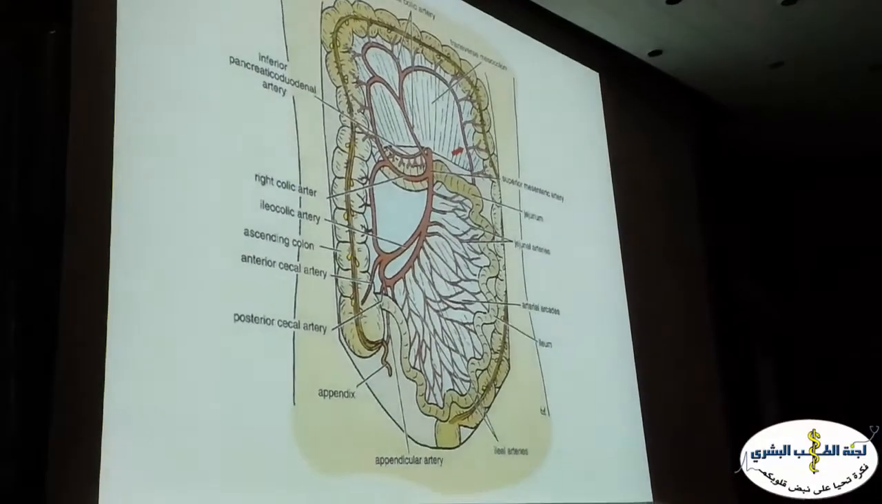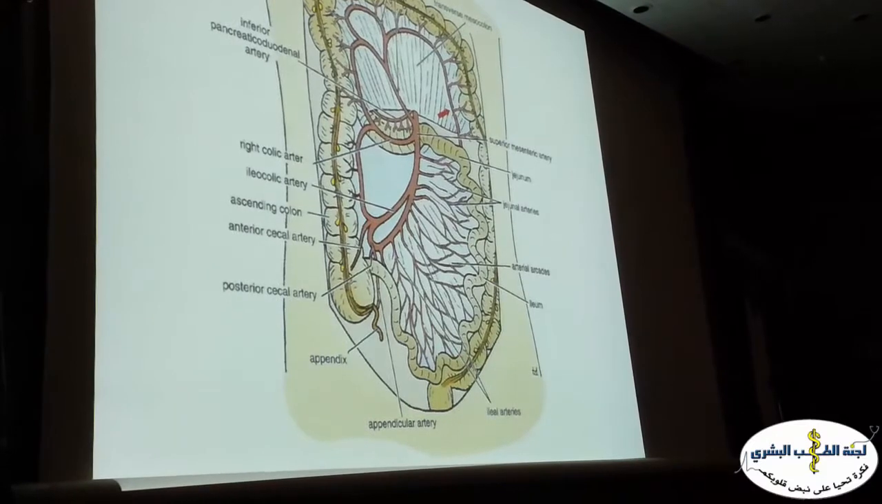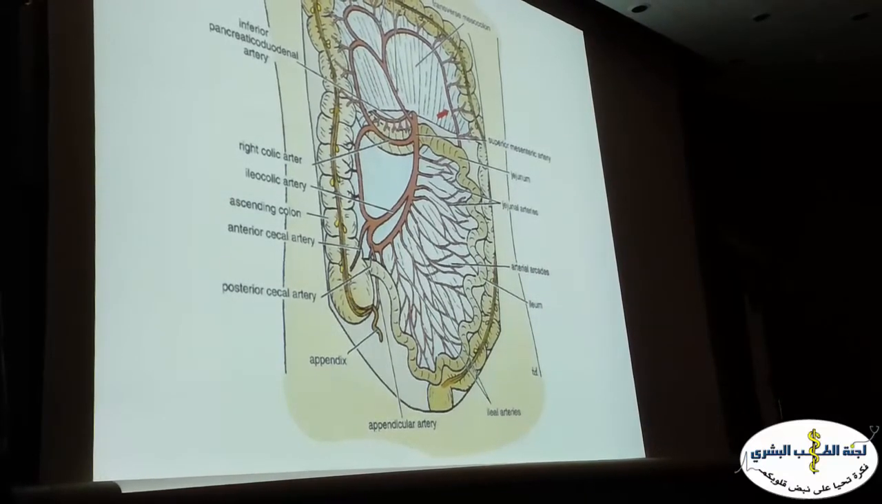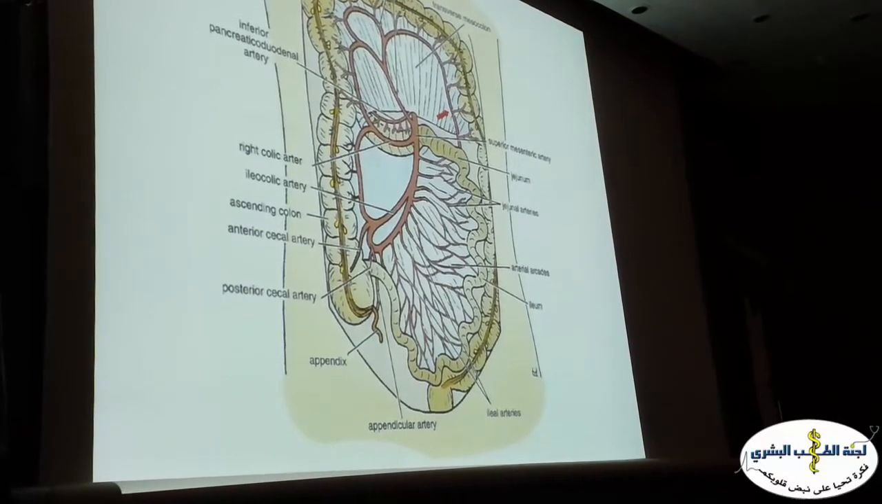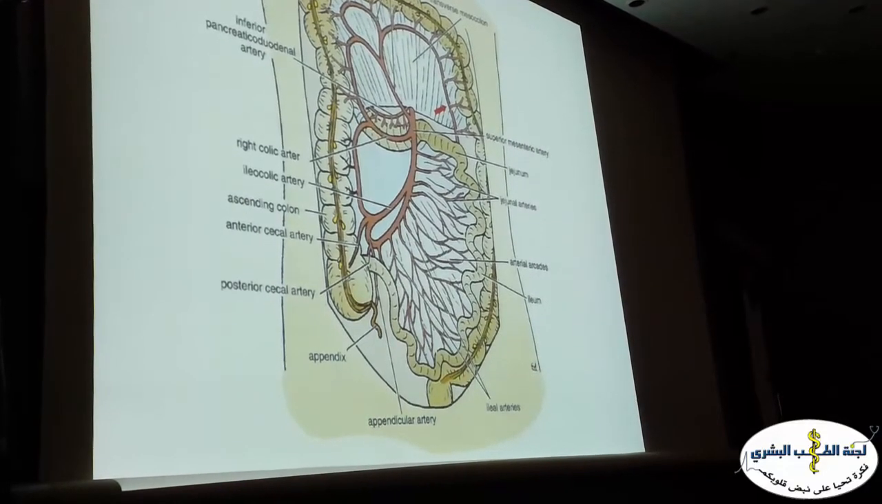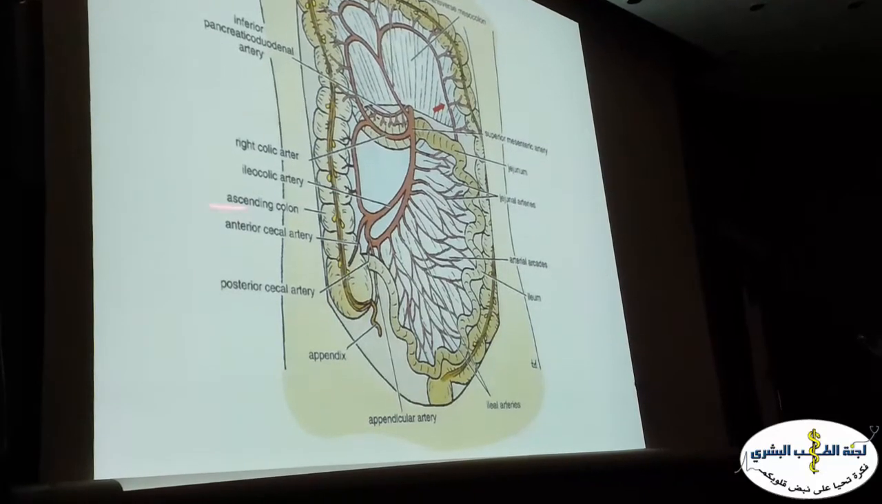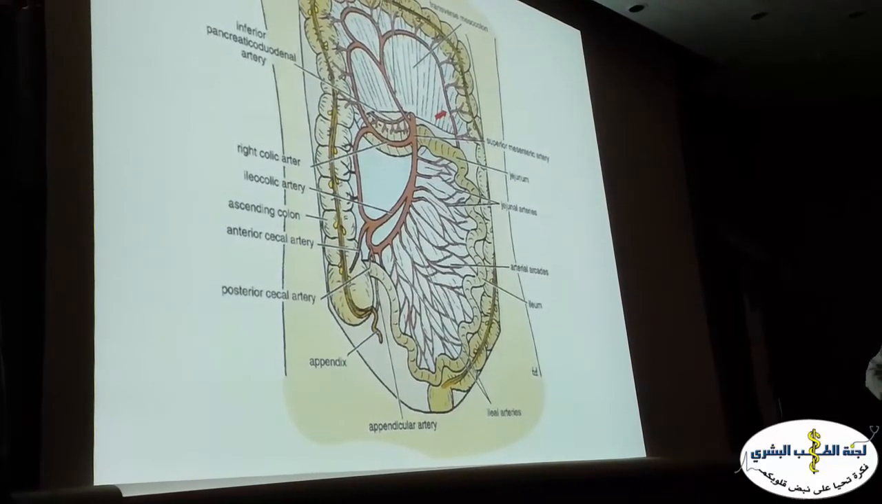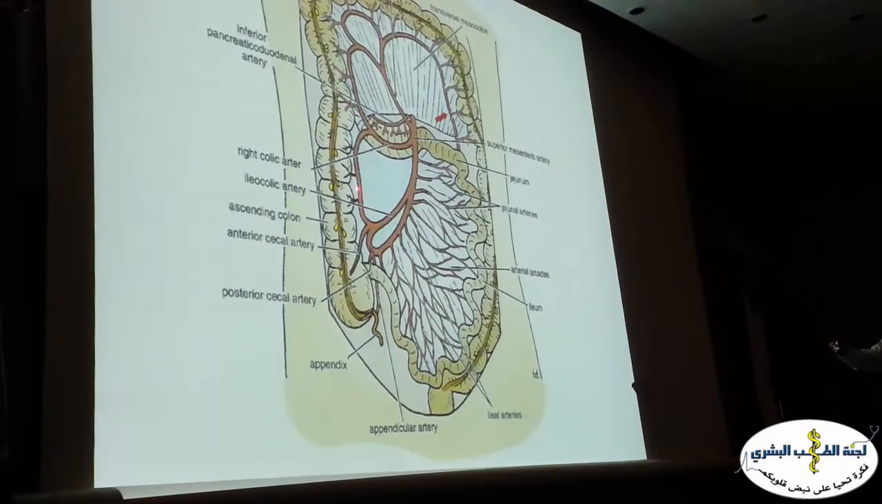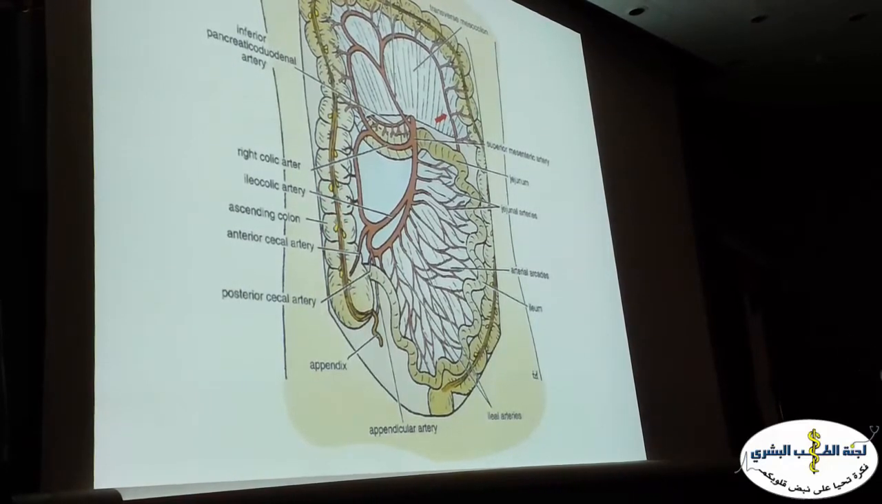Ileocolic will divide, as you see here, once it ends, into 4 branches. One will go up to unite with the right colic. The right colic, this is after the ileocolic, from the superior mesenteric. Why is it called right colic? It goes to the right. What's there? The ascending colon. Now, however, the ileocolic, once it reaches the border on the lower right corner, the first branch we will call the ascending branch. This ascending branch, as you see, anastomoses with what? With the right colic. So it helps in supplying part of the ascending colon.